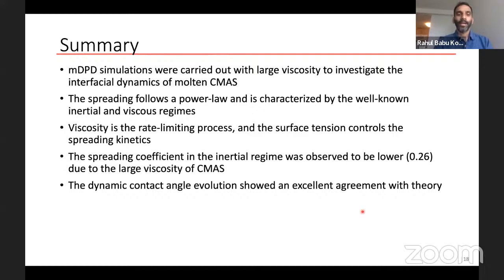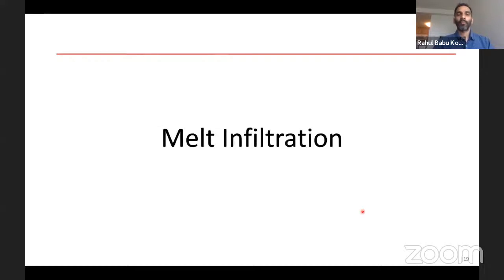The spreading coefficient in the inertial regime was lower as expected, but was in good agreement with experimental evidence of volcanic ash. And finally, we see a very good agreement between the theory and numerical results with respect to the dynamic contact angle evolution. And so that ends the spreading part of the talk. And I would also like to present some of the results on melt infiltration that we have been looking at recently.